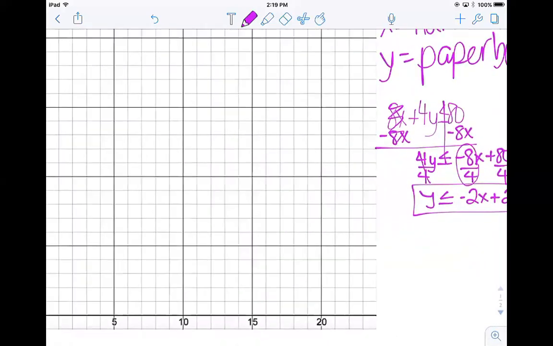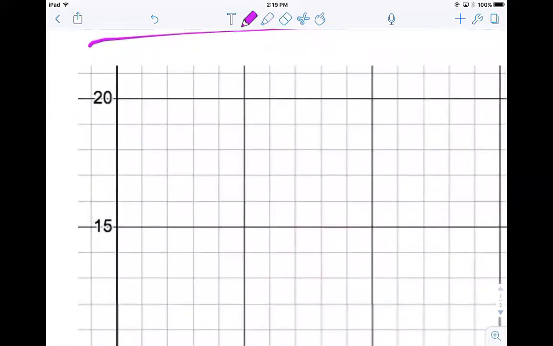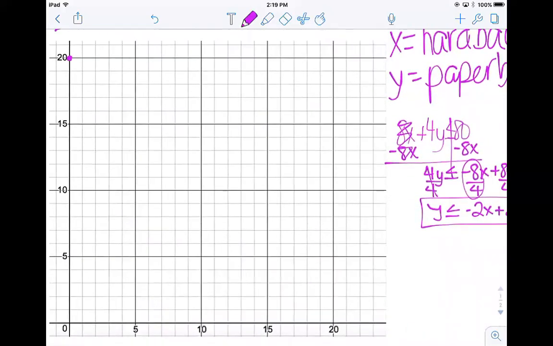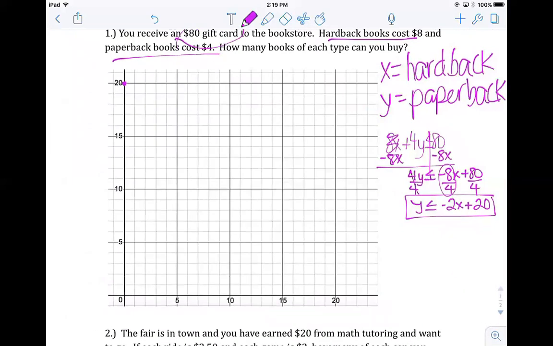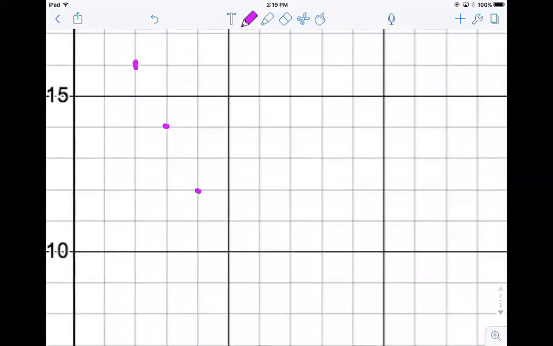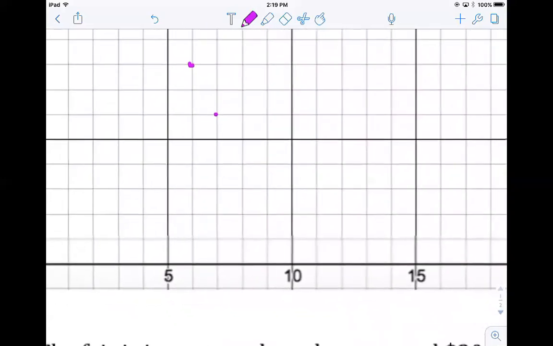And then we are going to start by graphing our y-intercept, which is at 20. Our slope, looking at our inequality, is the negative 2. So we're going to go down 2 blocks over 1, down 2 over 1. And I'm going to continue to graph that till I get to the bottom here. So down 2 over 1.